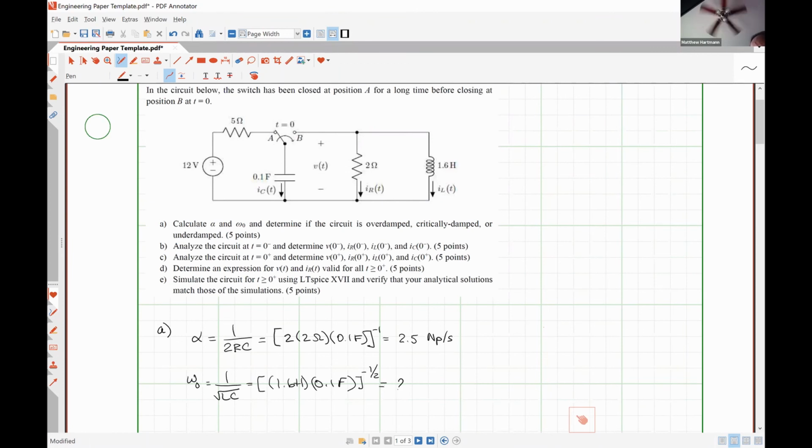And we also get a value of 2.5. And the units on our resonant frequency are radians per second.